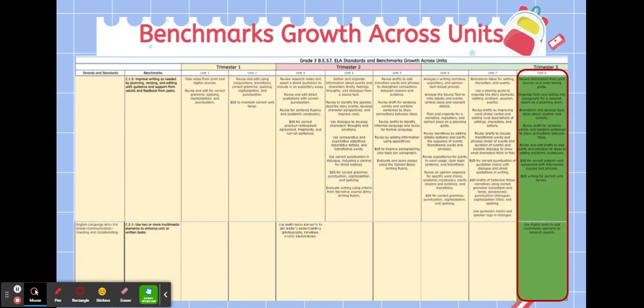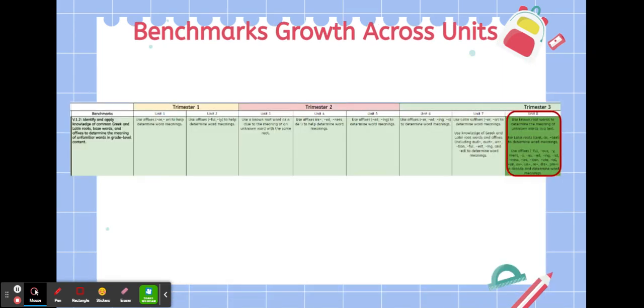You may have noticed that within the communication strand, C1.5 and C5.1 are shaded green in Unit 8. This green shading indicates that a particular benchmark has been taught and practiced to its full extent. You may also notice that the vocabulary strand, V1.2, is also shaded green in Unit 8.